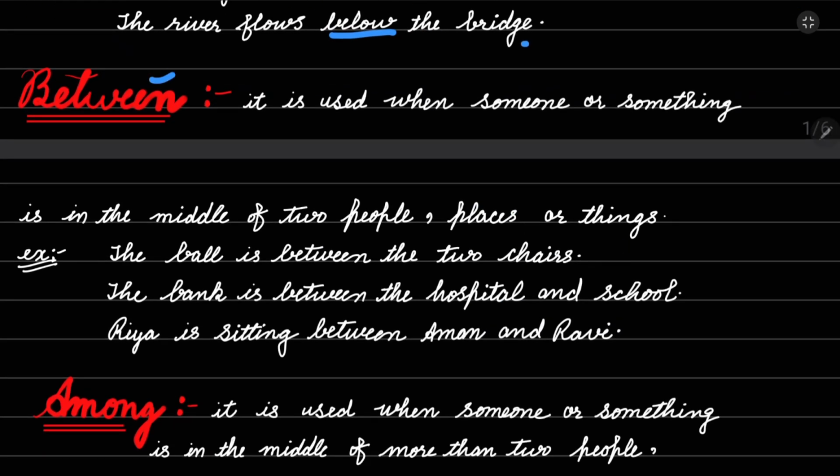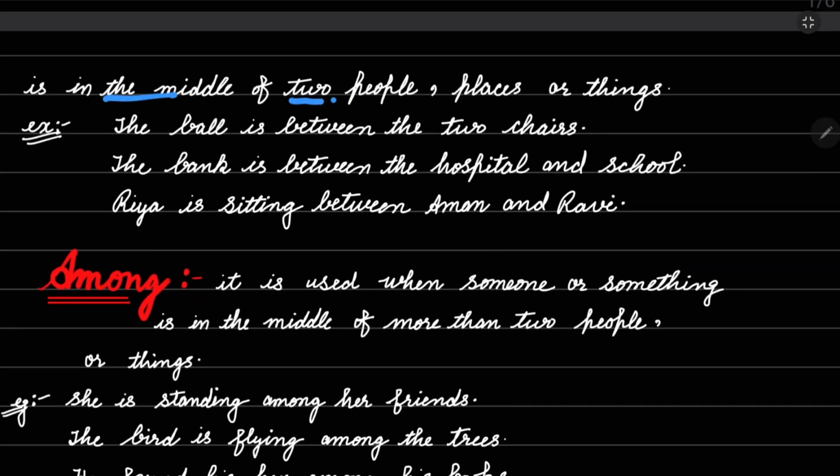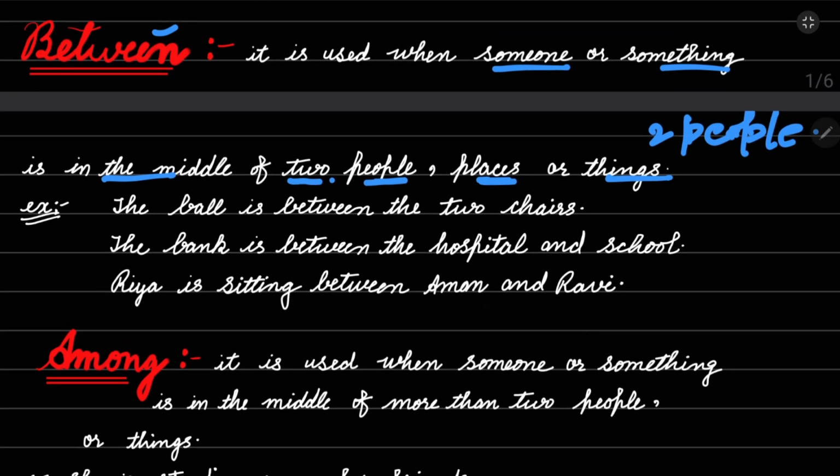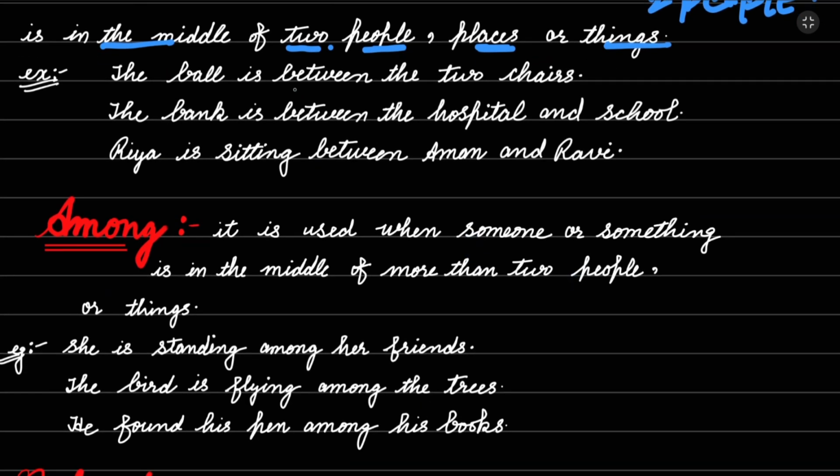Now, between. It is used when someone or something is in the middle of two people, places or things. For example, the ball is between the two chairs. The bank is between the hospital and school. We have two things, hospital and school. So we use between. Ria is sitting between Aman and Ravi.